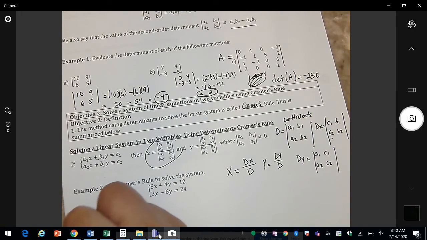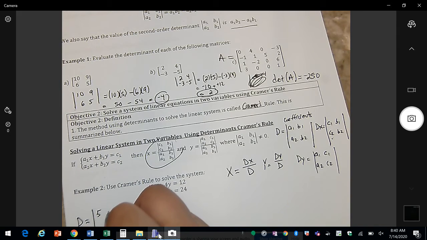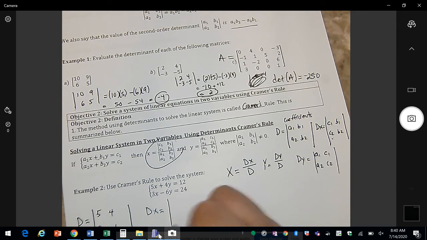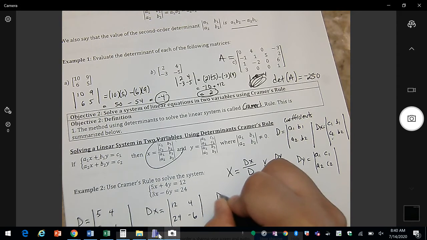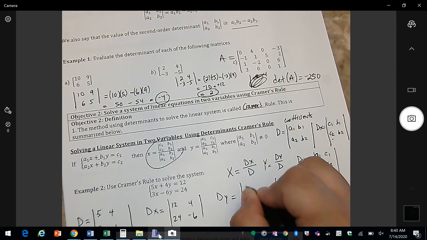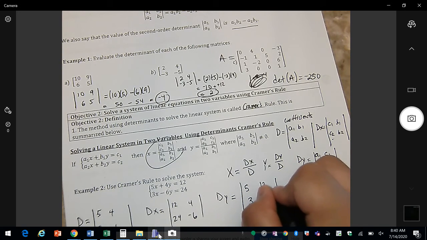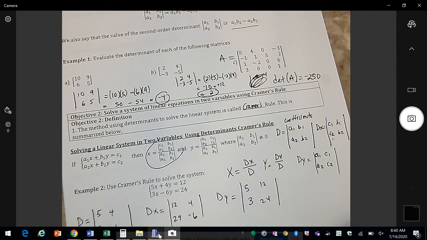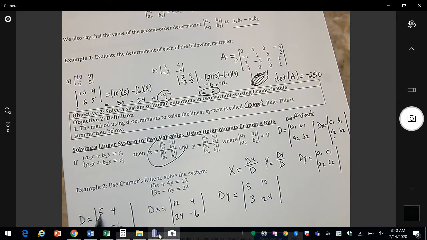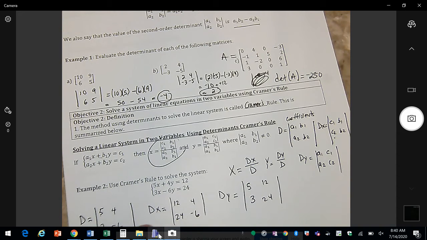In this example, first we find the determinant of the coefficients, and then we also find the determinant for dx, which is the constants and the coefficients of y. And then dy is going to be the coefficients of x and the constants. So here we would multiply 5 times negative 6, which is negative 30, minus 12. So that comes out to negative 42.